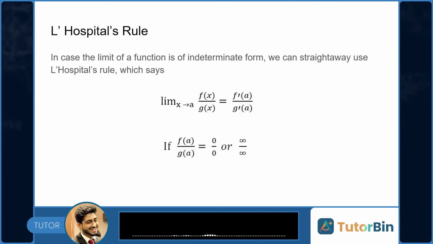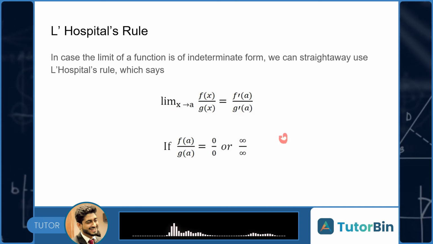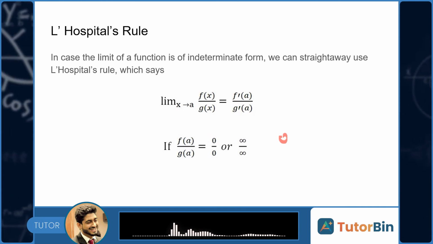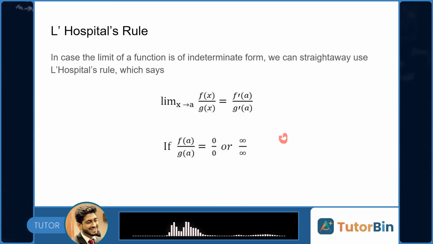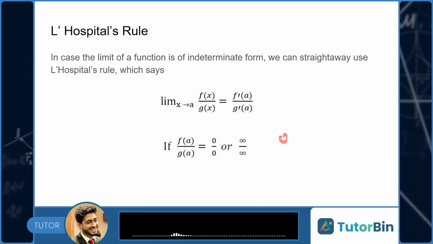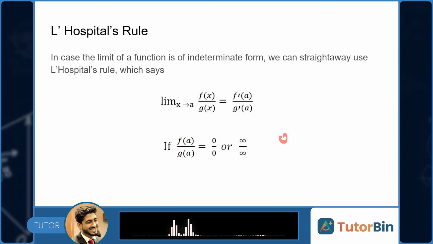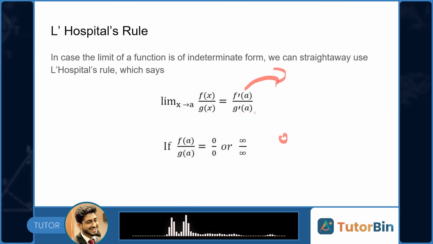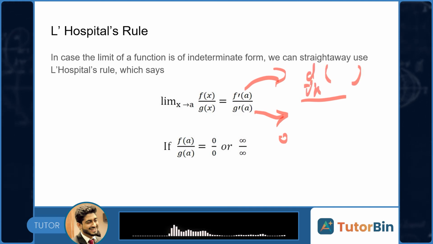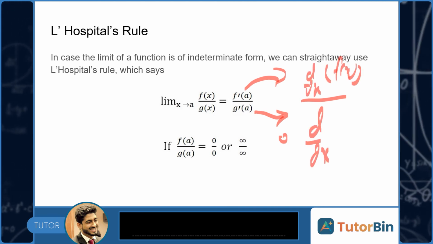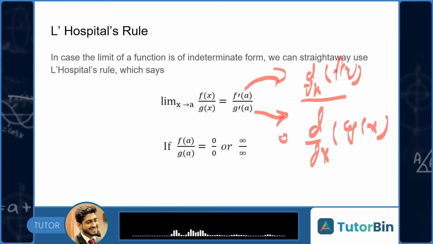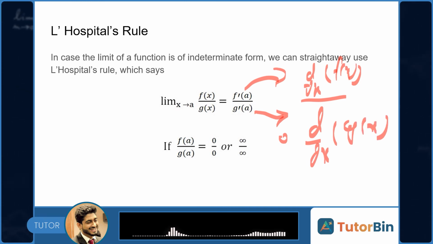So this is another method, L'Hospital rule. In case the limit of a function is of indeterminate form, we can straightaway use L'Hospital rule. Suppose we are facing a 0 by 0 form or infinity by infinity form. In that case, we can just use this L'Hospital rule. What exactly is it? If our function is given as limit x tends to a, f of x upon g of x, then what we need to do is differentiate the numerator and denominator terms separately. Here we will differentiate d by dx of f of x and d by dx of g of x, and we will try to convert this 0 by 0 form into a continuous function.